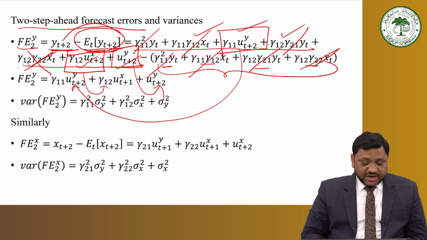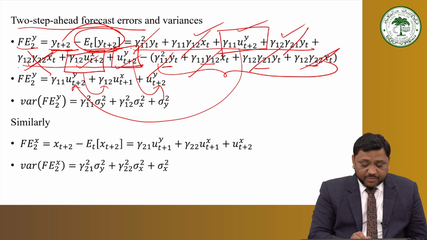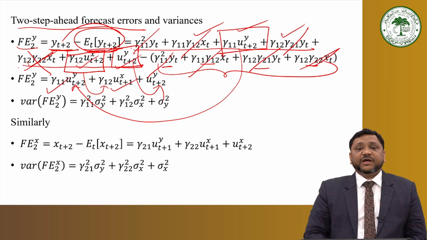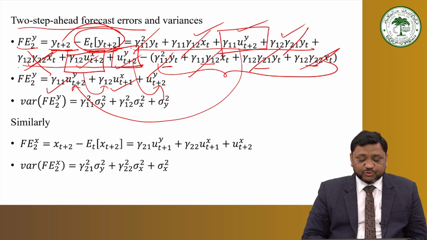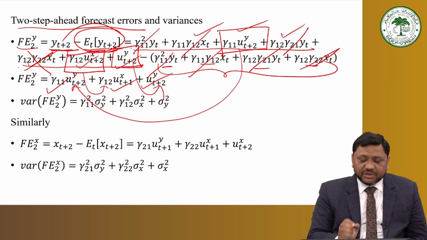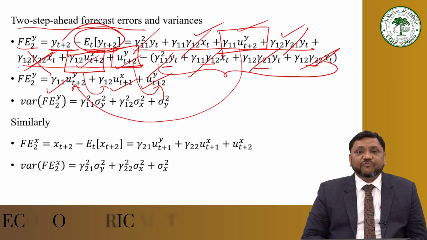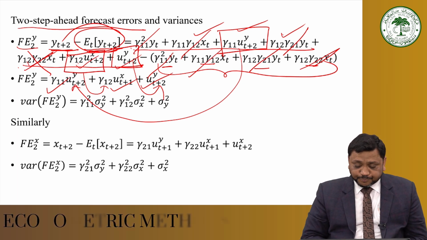So the forecast error is equal to gamma 11 error of y at t plus 1, gamma 12 error of x at t plus 1, and then the third term is error of y at t plus 2.